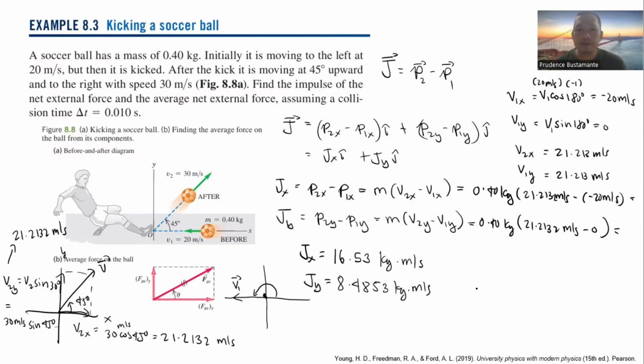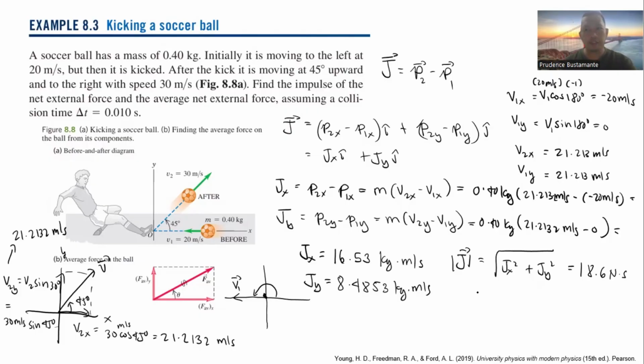Okay, so let's find now the direction and the magnitude of J. The magnitude of J is just equal to the square root of the components, Jx squared plus Jy squared, which is equal to the square root of 16.53 squared plus 8.4853 squared. So we have 18.6 Newton per second.